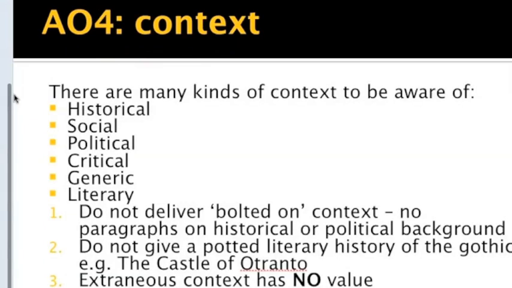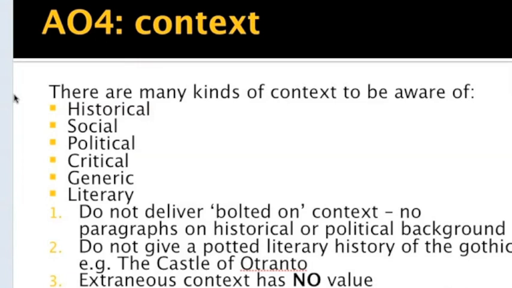And AO4, context. Now, you're given lots of warnings about context, certainly at AS and at A2, that they mustn't be bolt on. But of course, there are many sorts of context: historical, social, political, critical, generic, and literary. Never do the bolted on stuff, whether it's historical or political background, and don't give a little potted literary history either, showing that the first Gothic text was the Castle of Otranto. So extraneous context has no value. The context should naturally arise from the text and the question.